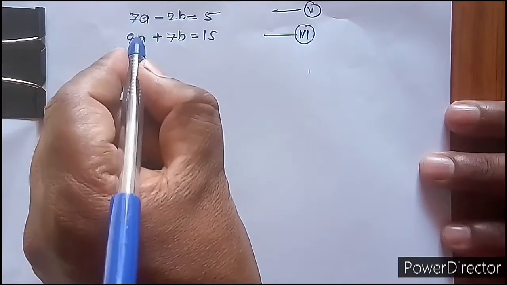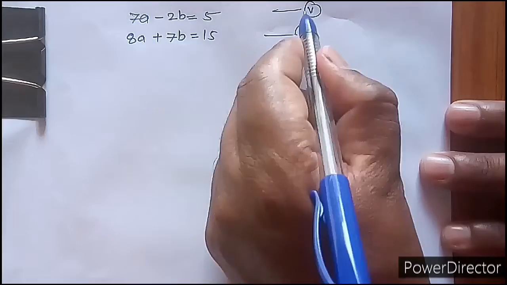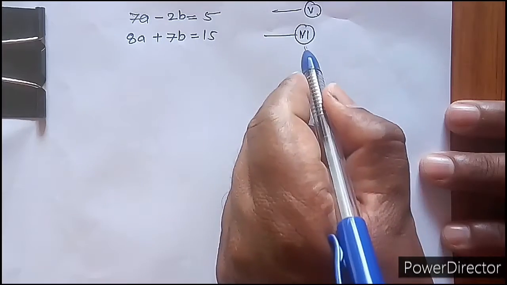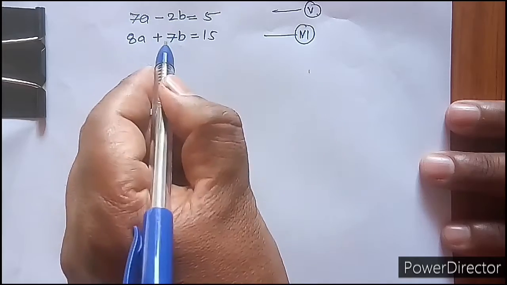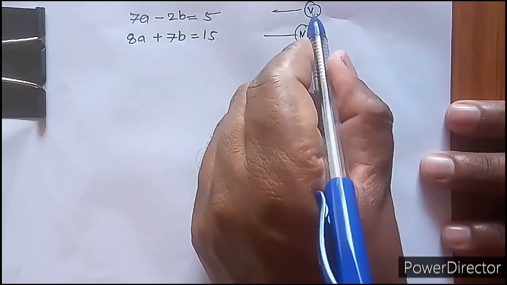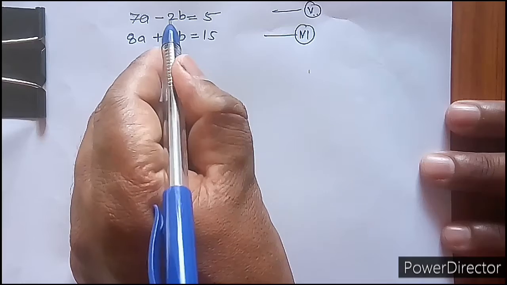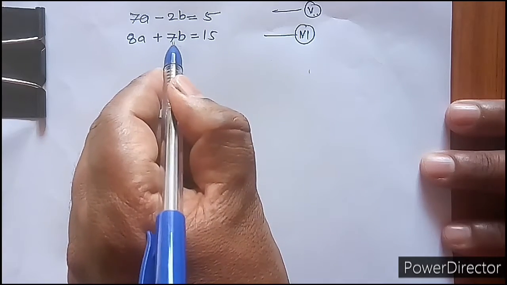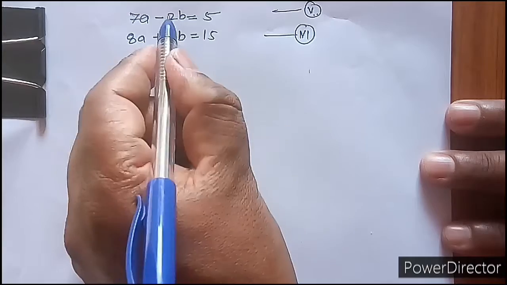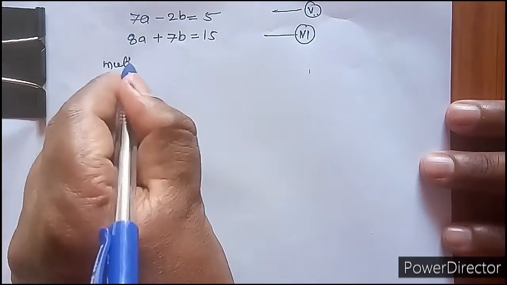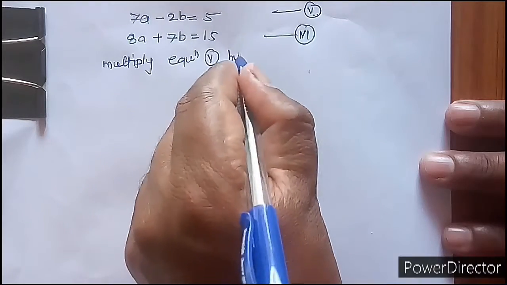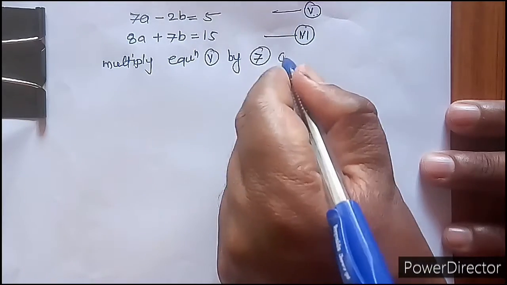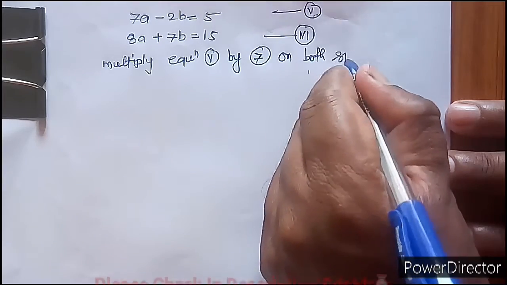Write down these two equations separately. On solving, we get these two equations, equation number 5 and equation number 6. Now if we have to equate the coefficients, then equation number 5 will be multiplied with 7, it will be 14, and equation number 6 will be multiplied with 2. Therefore, multiply equation 5 by 7 on both sides.